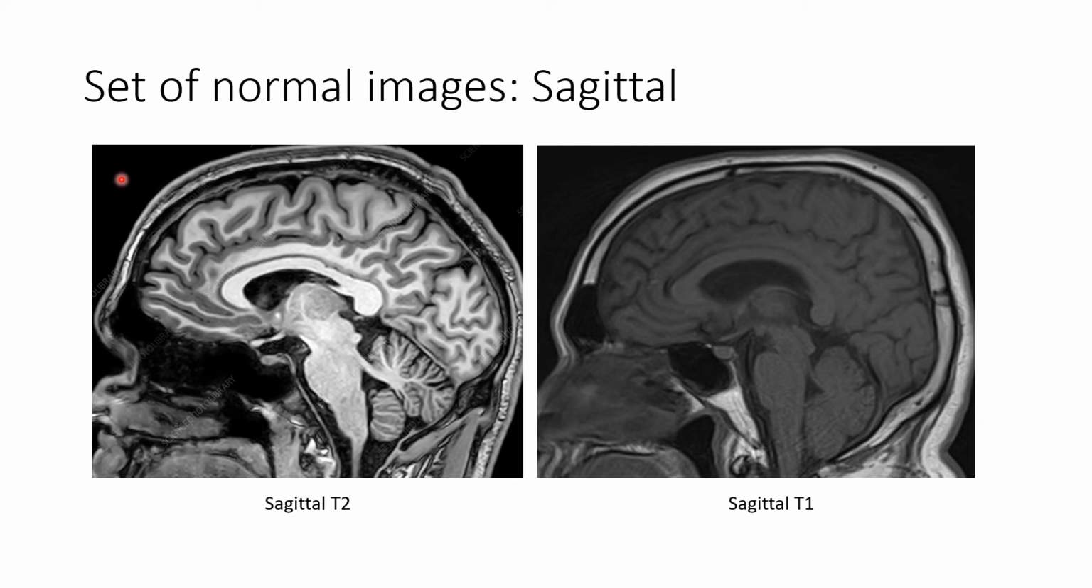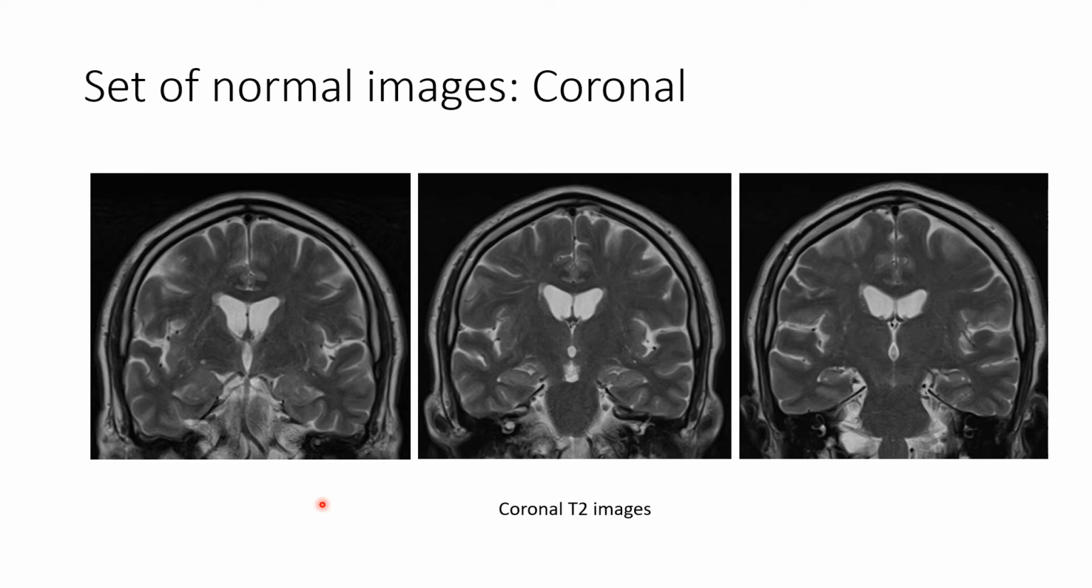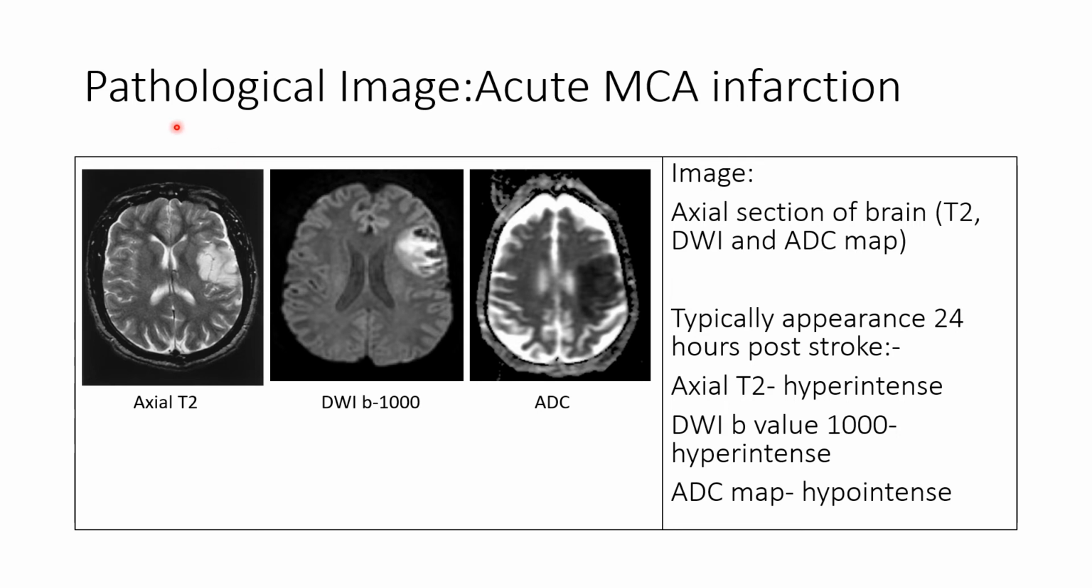This is the appearance of the sagittal T2 image and sagittal T1 images. And this is the set of normal images for coronal T2 scanning. I would like to share the pathological images that we have conducted at our center. These are cases of acute middle cerebral artery infarction, or acute MCA infarction.